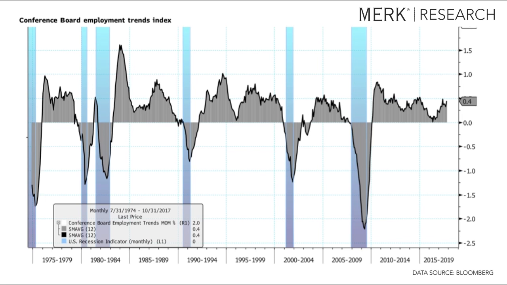This is the Conference Board Employment Trends Index. This is going back to the mid-1970s. As you can see, the labor market health is an important factor in the business cycle. You can see this employment trends index deteriorating going into each of these recessions here. And so we'll look at a couple of indicators that I think are pretty good leading indicators with respect to the labor market.